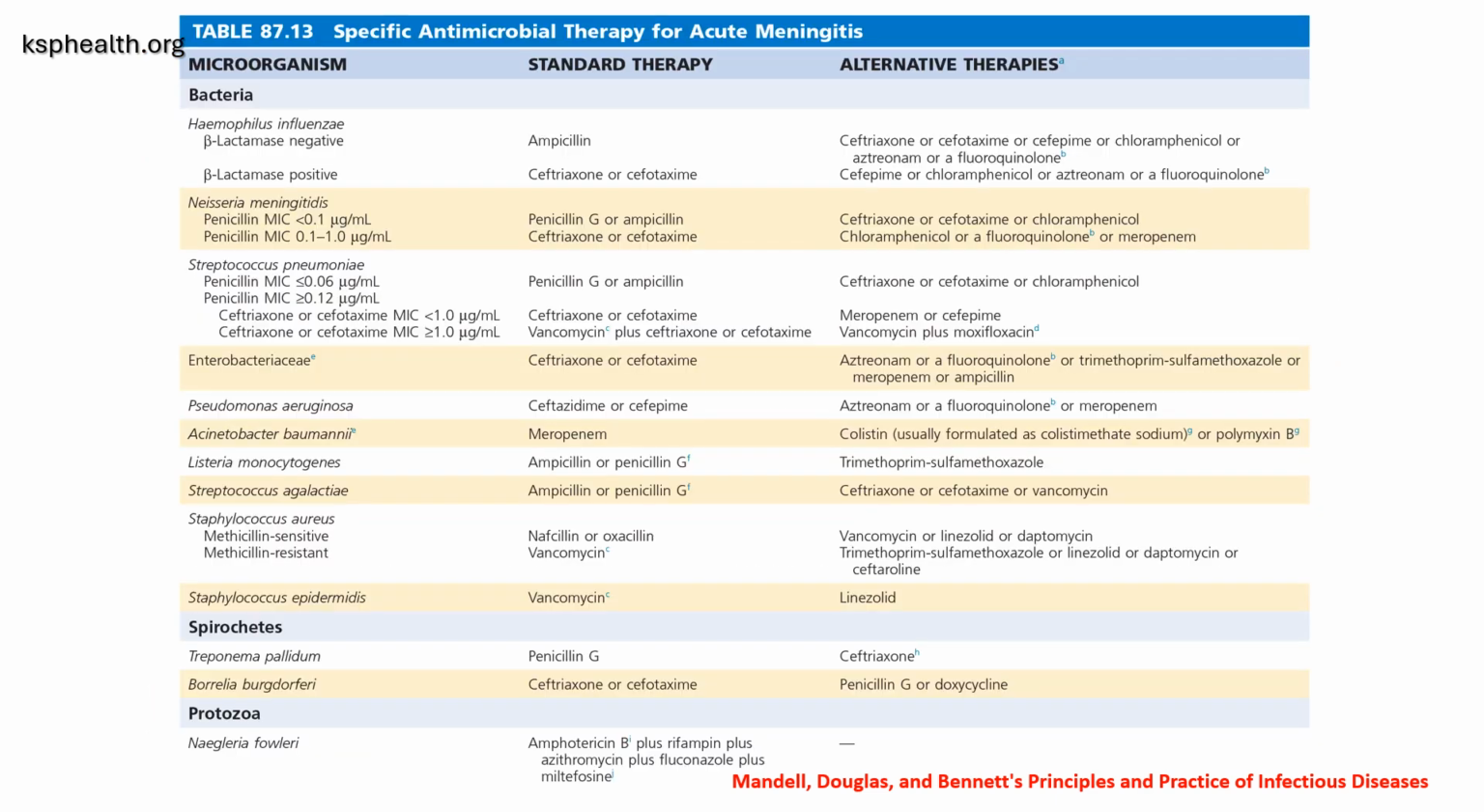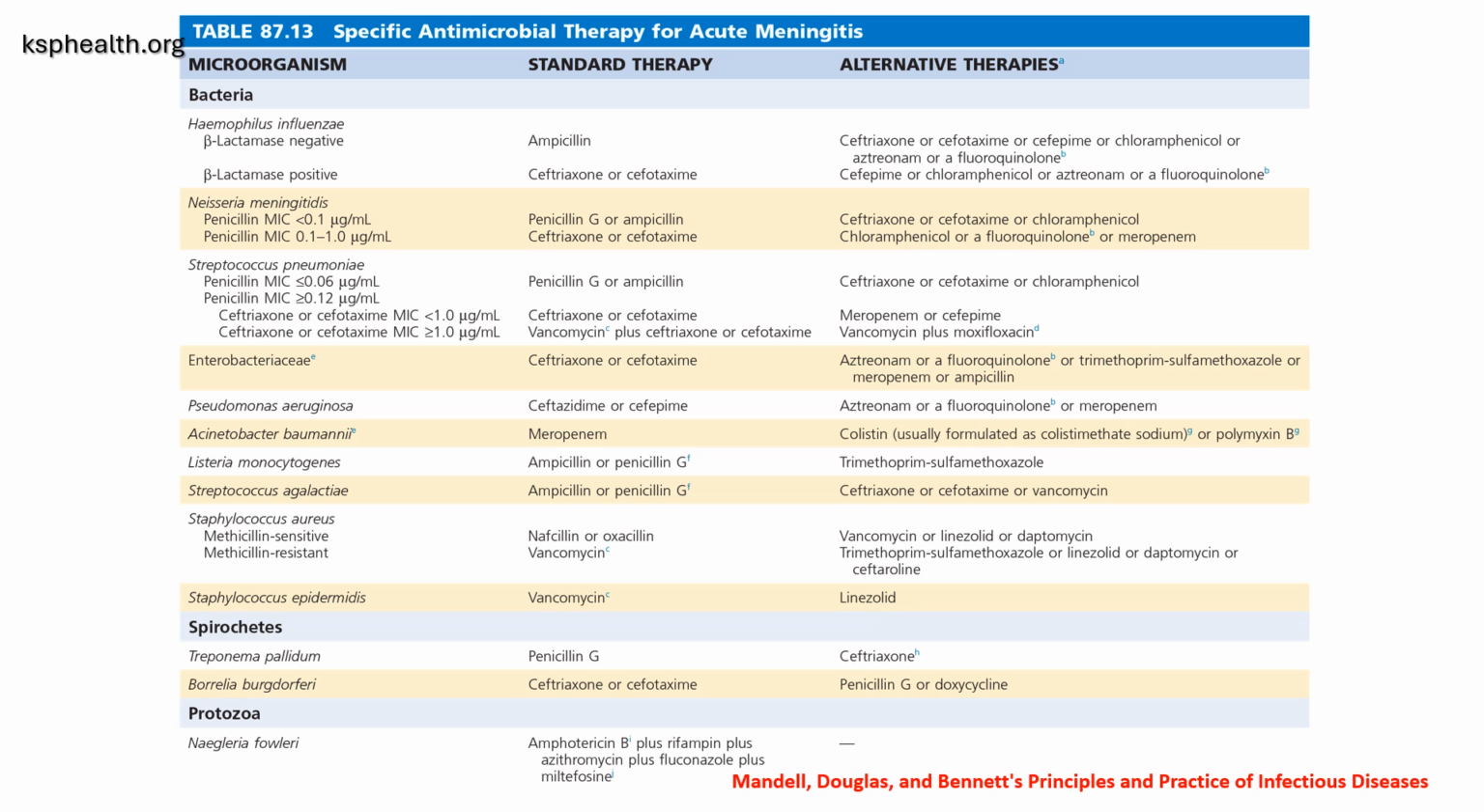This is a little bit in detail. Even in Haemophilus influenzae, it depends on whether the organism is beta-lactamase negative or positive. If it is negative, ampicillin will be curative. If beta-lactamase positive, ceftriaxone or cefotaxime, third generation cephalosporins.